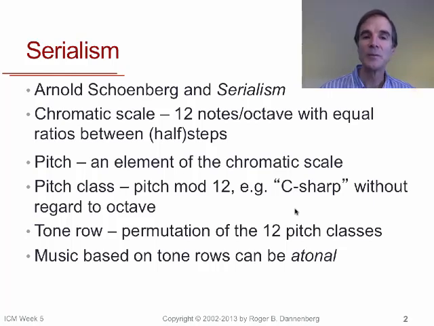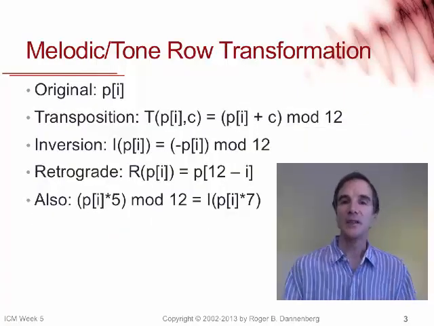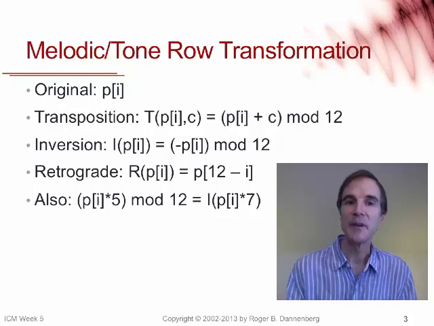A tone row, and now we're getting into serialism, a tone row is a permutation of the 12 pitch classes from C, C sharp, D, up to B. If we take a permutation of that, in other words, and just pick an order, that's called a tone row. And music based on tone rows can be atonal because every pitch in the chromatic scale is expressed in this tone row.